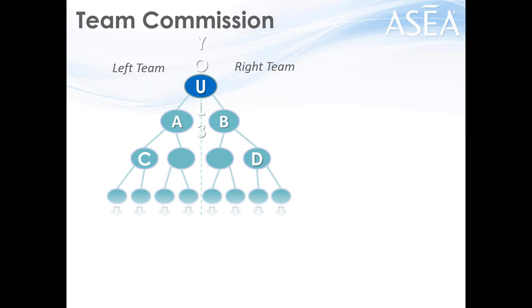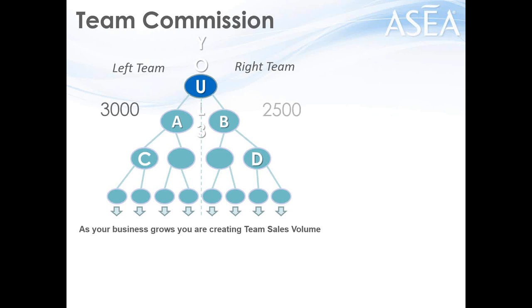And so here's what you want to do, okay, to rank advance up the plan. By helping people on your left and right team become qualified, you're going to continue to build more and more commissions on your team structure. So in this scenario, if you had 3,000 of volume on your left team and 2,500 on your right, okay, remember it's 5% up to where it's balanced.